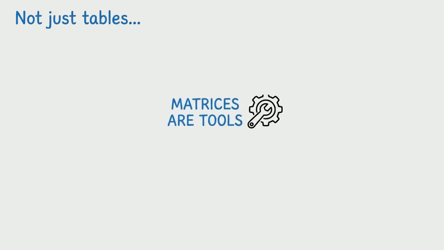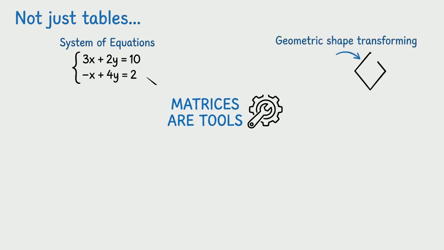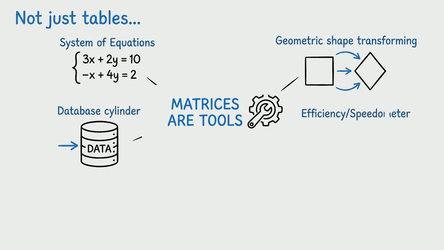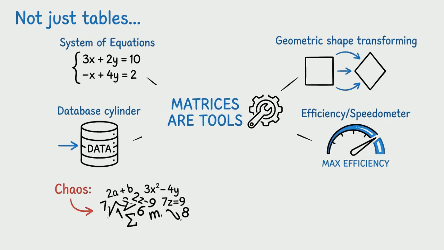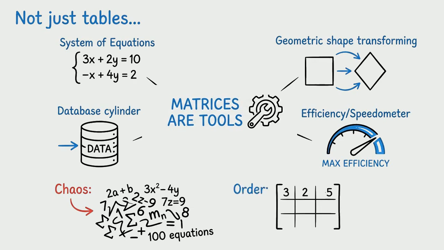But matrices aren't just tables of numbers, they're tools. They help us represent systems of equations, transform geometric shapes, store data, and perform calculations efficiently. Imagine trying to solve 100 equations with 100 unknowns. Matrices let you organize that chaos and solve it systematically.